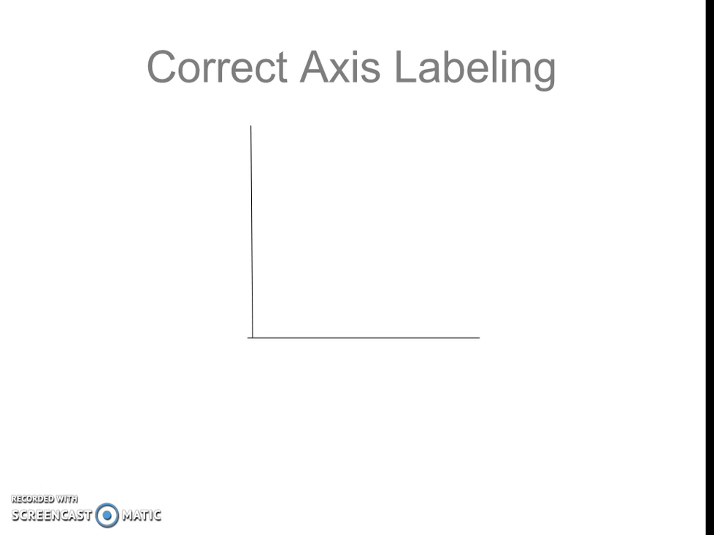So let's double check which one goes where. So where should I put, what should go on the bottom axis? Is it the IV or the DV? It's the IV. So in your extra space, you're welcome to draw this drawing.